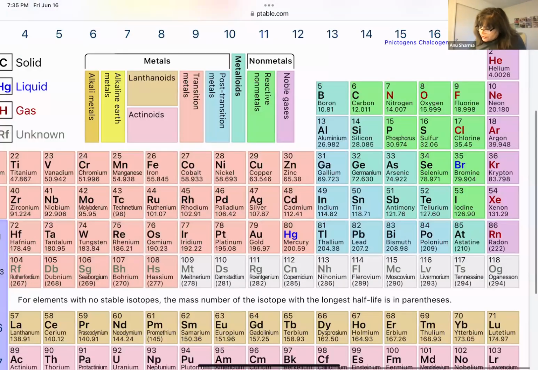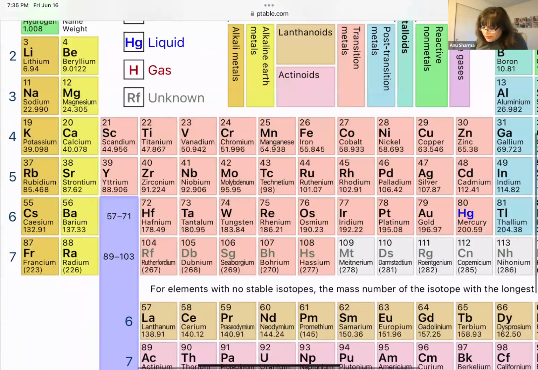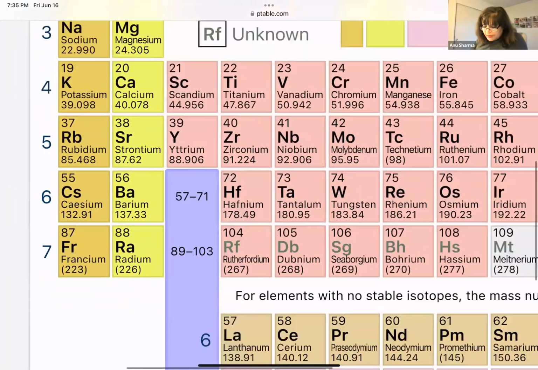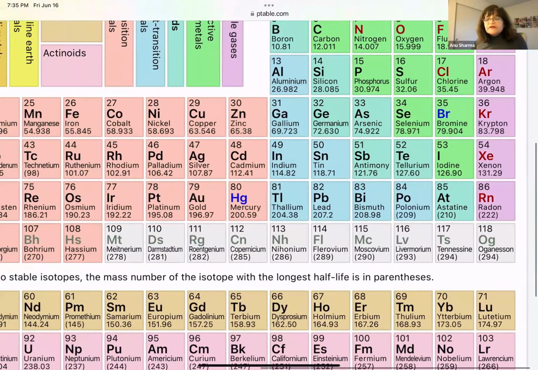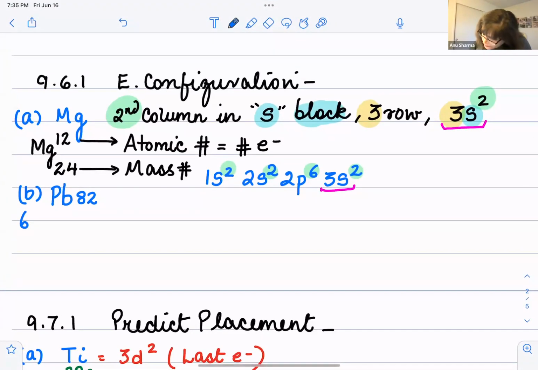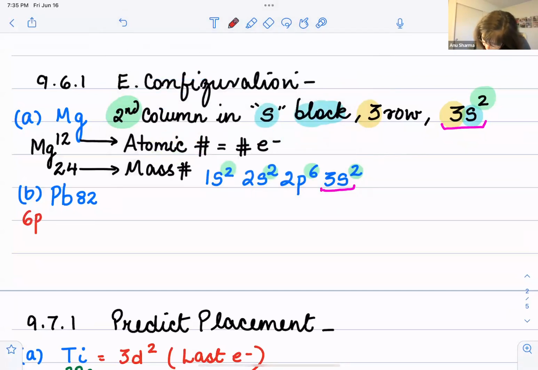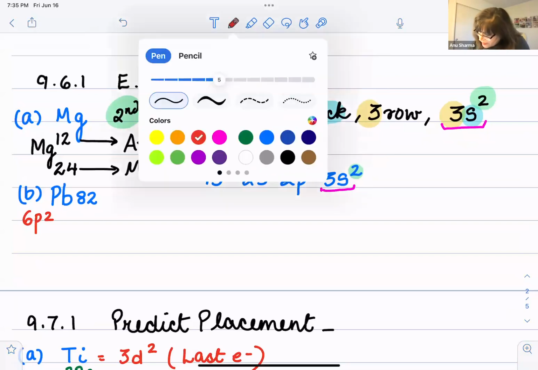Okay, so where is it placed? It's on the P block. In the P block, it is in the second row, second column. So obviously, its ending is going to be in P2, second column, P block, P2. Now, this is the sixth row, sixth period. So this is going to end in 6P2. Okay, so always best to keep it so you don't forget. So the placement is 6P2.